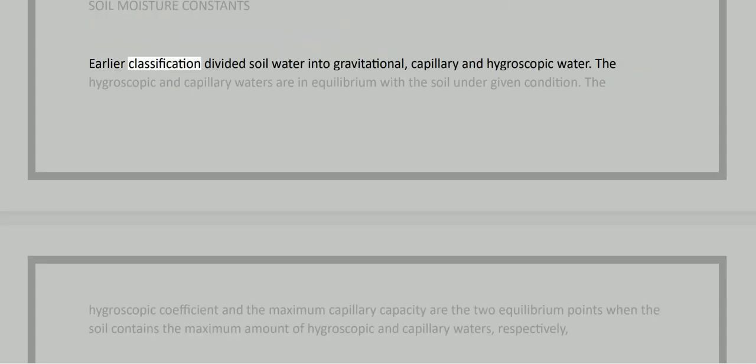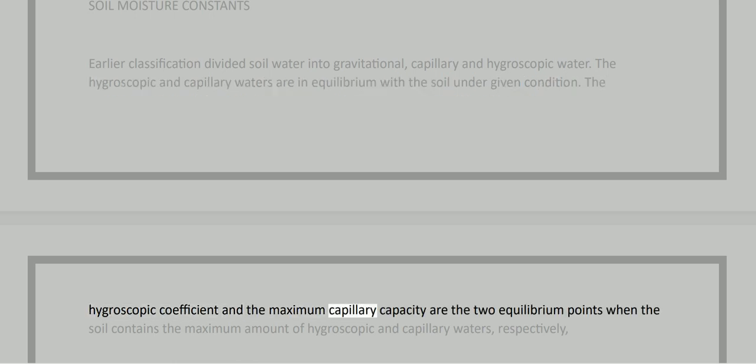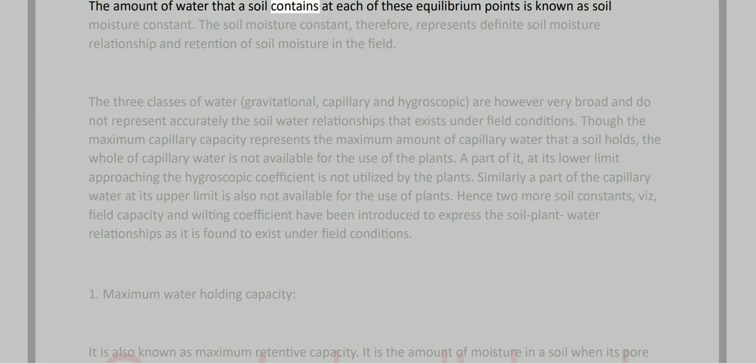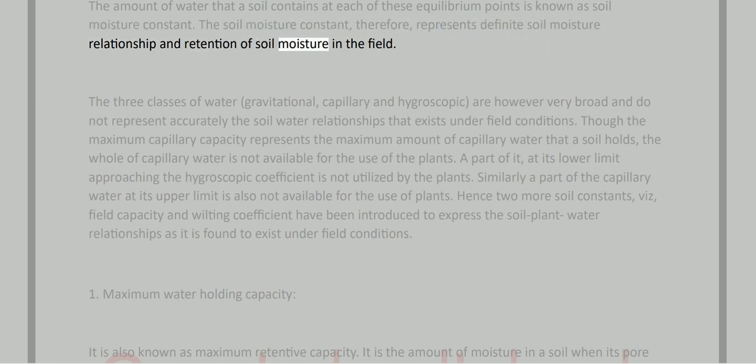Soil moisture constants. Earlier classification divided soil water into gravitational, capillary and hygroscopic water. The hygroscopic and capillary waters are in equilibrium with the soil under given condition. The hygroscopic coefficient and the maximum capillary capacity are the 2 equilibrium points when the soil contains the maximum amount of hygroscopic and capillary waters, respectively. The amount of water that a soil contains at each of these equilibrium points is known as soil moisture constant. The soil moisture constant, therefore, represents definite soil moisture relationship and retention of soil moisture in the field.